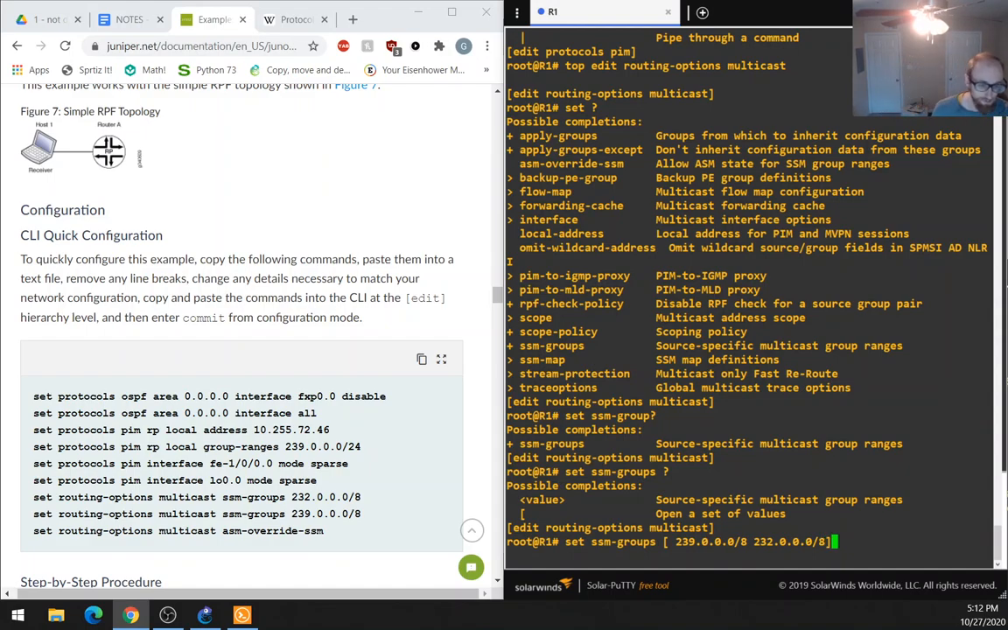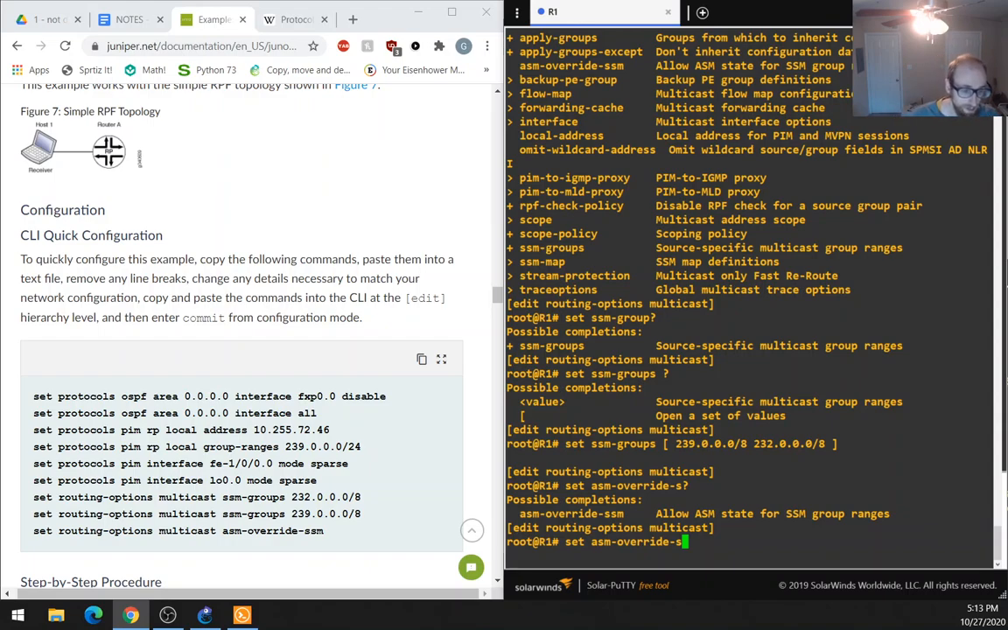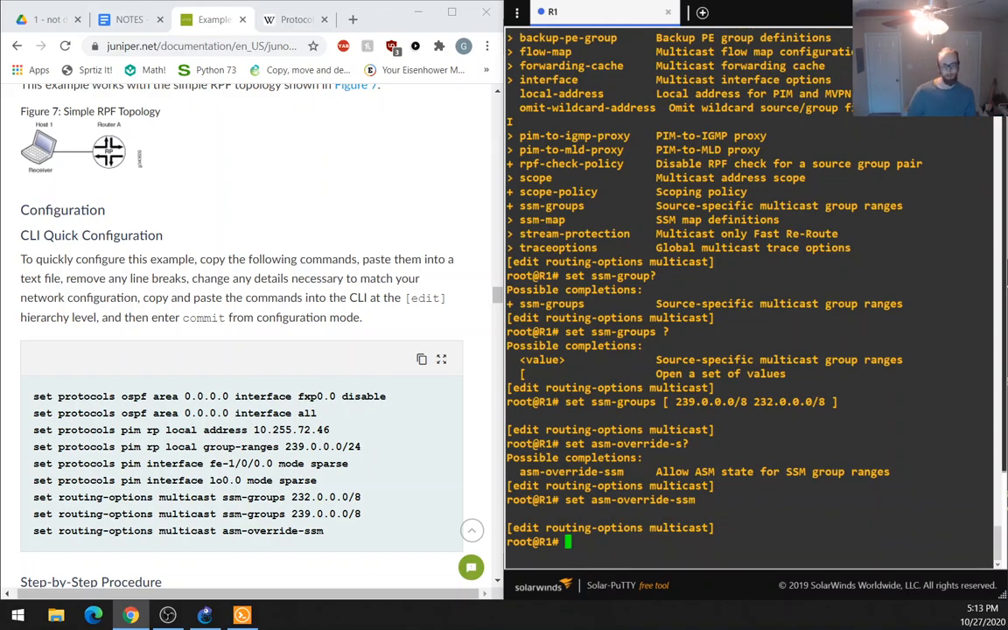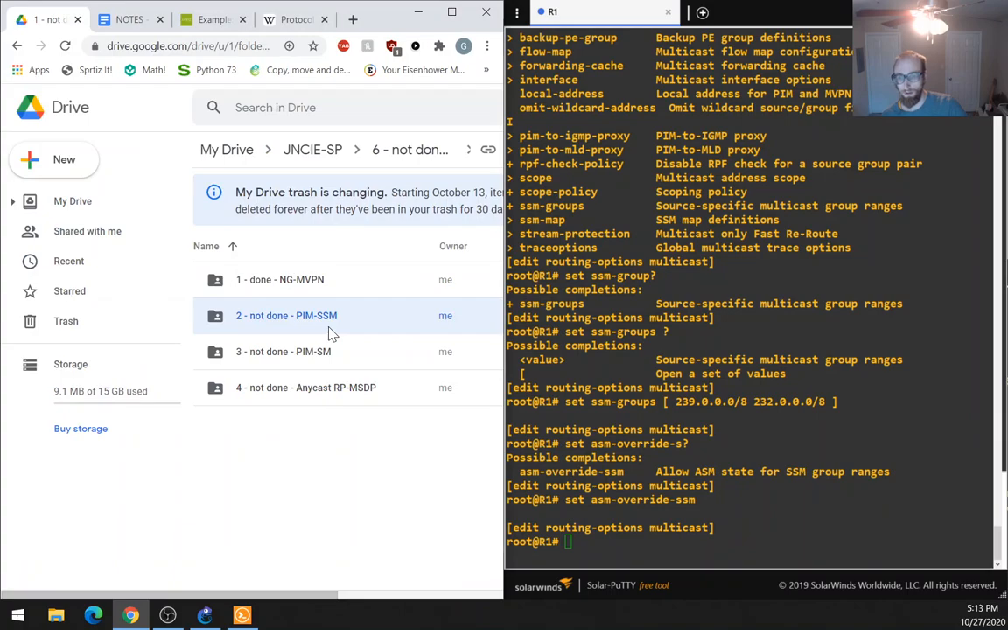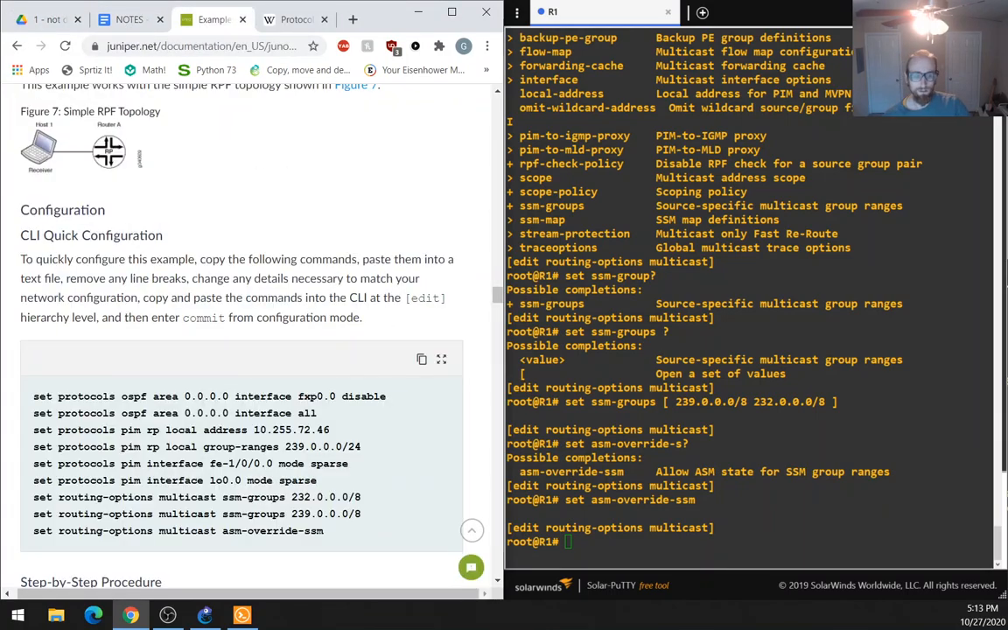Like that, so that looks good to me. Okay, now that looks really good. So 239 and 232, and then they also want this ASM override SSM, so allow ASM state for SSM group ranges. I'm not sure why they want that. We're going to be learning about SSM, but maybe it's to enable backwards compatibility, something like that. So we're just going to go with it. We're going to add additional commands though. We're going to add trace options.